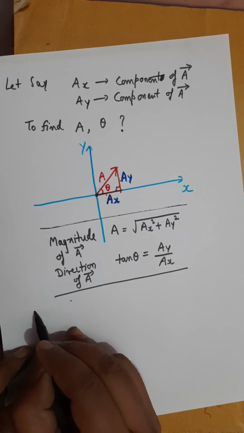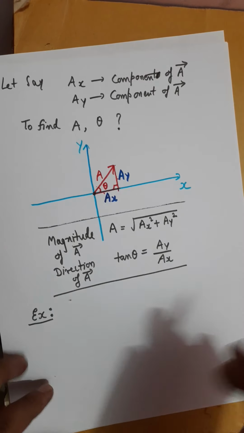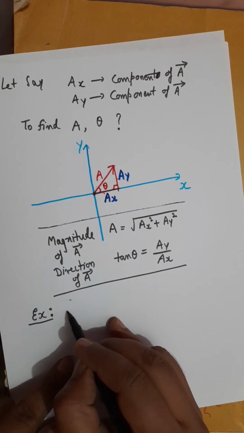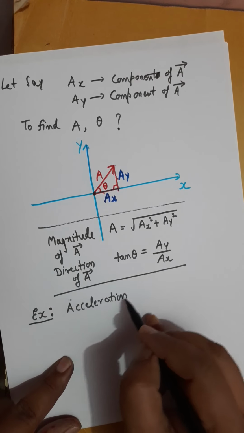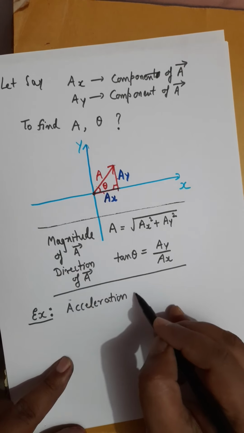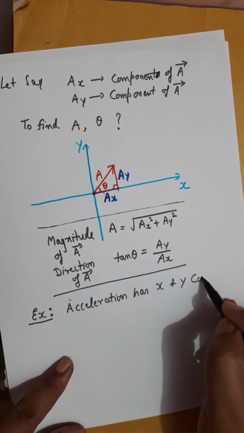So let me take one more example with numeric values. Suppose the acceleration of any particle, I know that acceleration is a vector. So acceleration has x and y components.